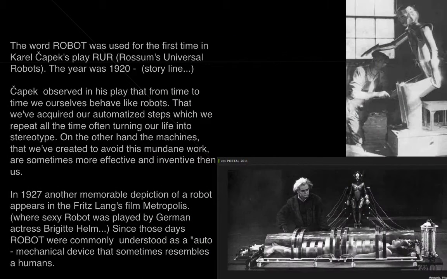Robotics, as a discipline, is of course very young, because even the word itself, robot, was first used by Karl Čapek in his play RUR. This was the early 20s. And he observed in this play that from time to time we ourselves behave rather like automata, and that we acquire sort of steps, or do things repeatedly, and turn our lives into stereotypes.